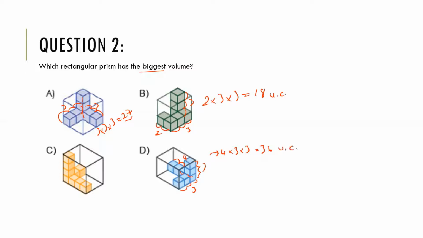36 unit cubes. And here the length is 1, 2, 3, 4, and the width is 1, 2, 3, and the height is 1, 2, 3, 4. We multiply all of them: 48 unit cubes. It is the biggest volume. So the answer is C.